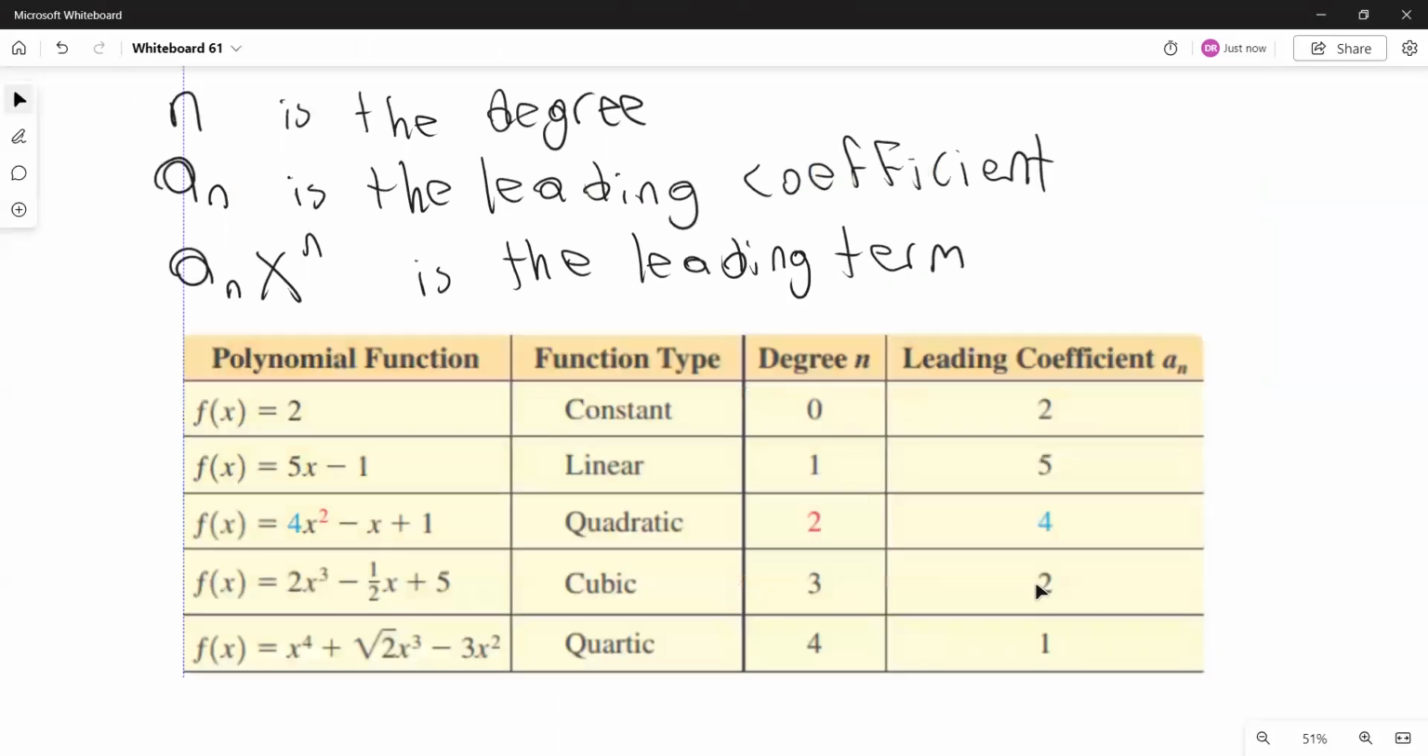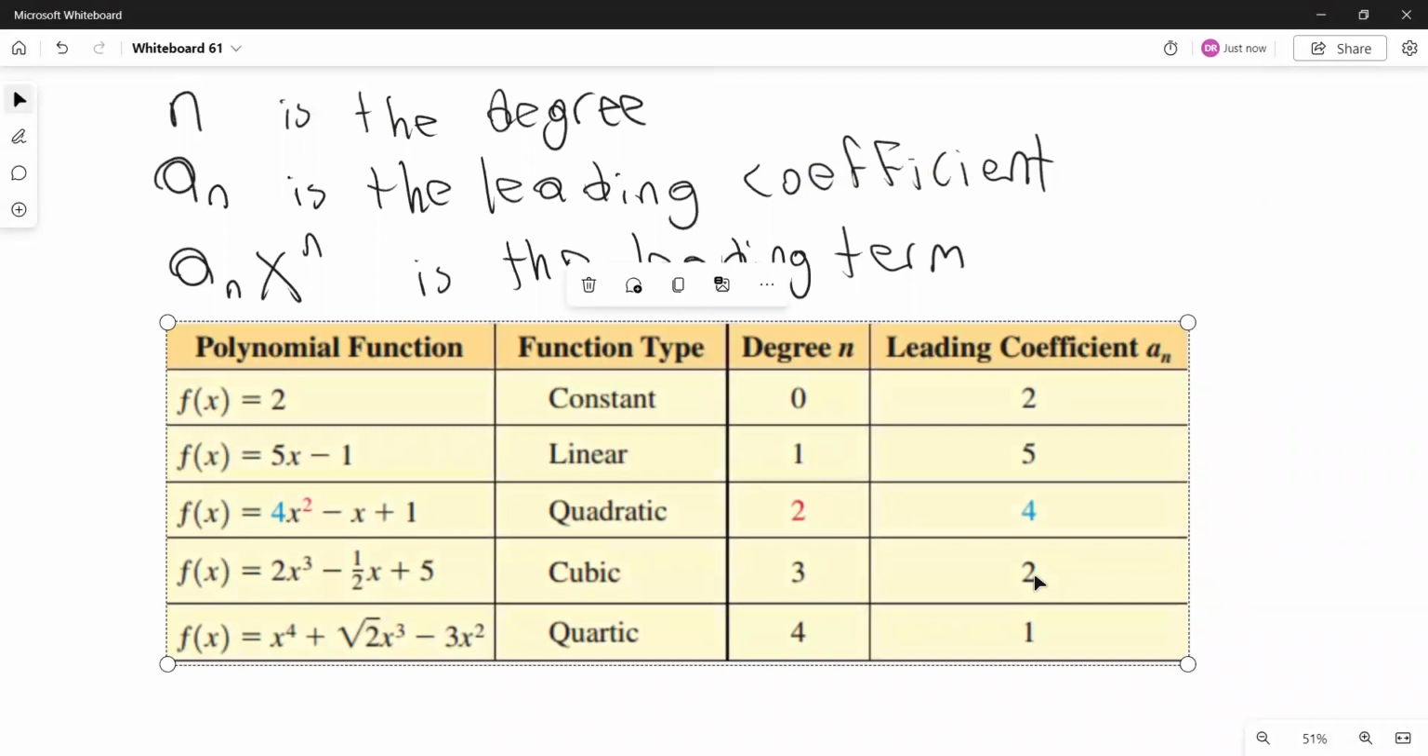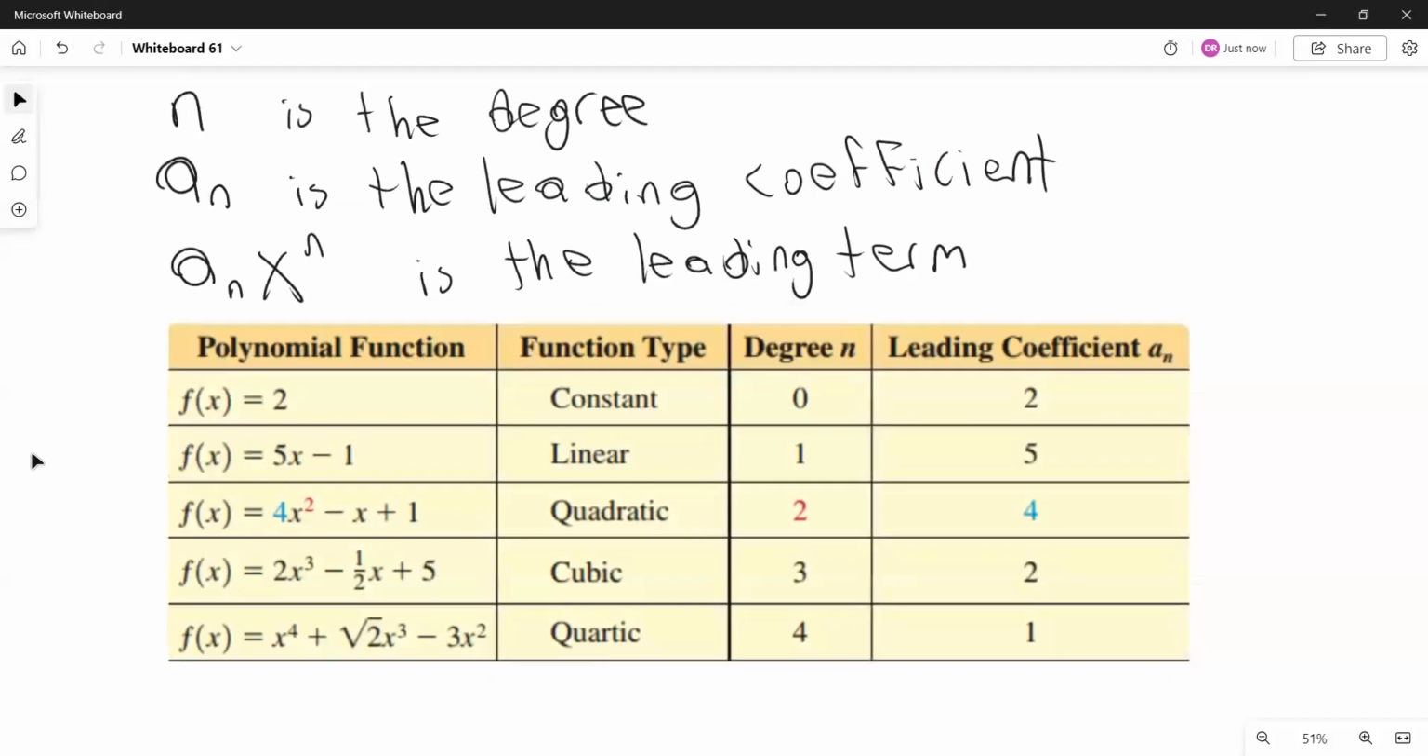So some examples on the same page. A constant function. Well, we already work with constant functions. So a constant function is a polynomial of degree 0. The leading coefficient is going to be 2. Remember that any number to the 0 power is going to be 1. So you can see that as 2 times x raised to the 0 power. We also studied linear functions. A linear function is a polynomial of first degree. And the leading coefficient in this case is the slope.